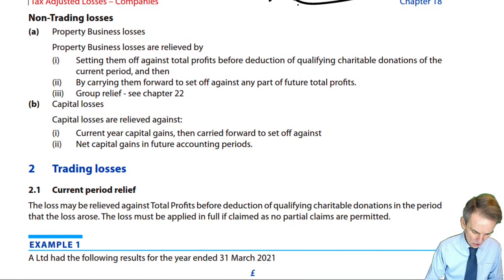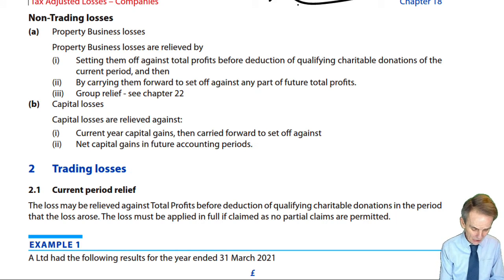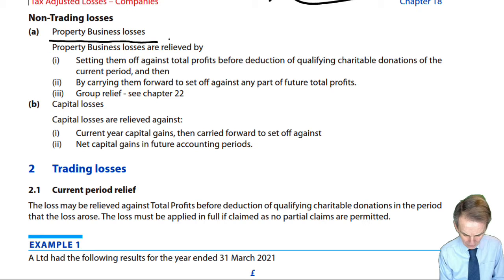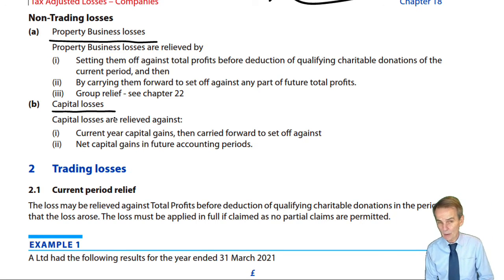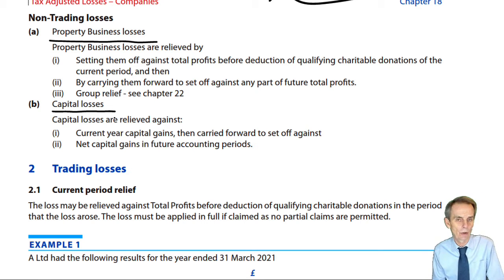Moving on from the trading losses, and we'll focus our attention on examples on that in a moment's time. Non-trading losses, we mentioned those at our point of our introduction: property business losses and capital losses, and those we have already dealt with in terms of our first introduction to the corporate tax computation in chapter 16. Remember how you get a property business loss: more allowable expenses incurred than property income accrued.